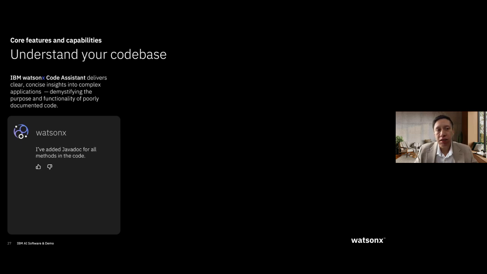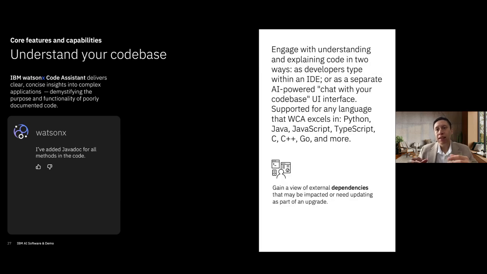I mentioned understand. So often we see that before you can do something, you have to understand what the problem is and what's happening. And with our code explanation capabilities, you're able to gain a view of the external dependencies that may be impacted so you can form a better game plan.